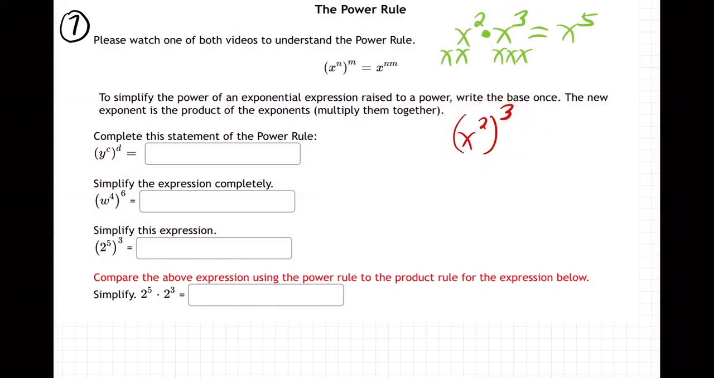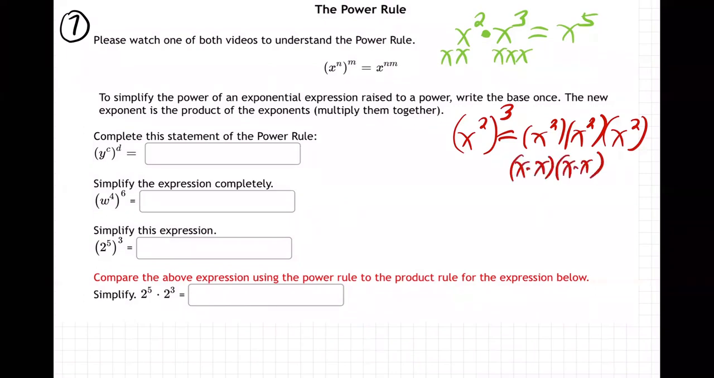Well, let's think about what a little number in the upper right-hand corner means. It means repeat, right? So doesn't this equal x squared, x squared, x squared, because there's three of them, right? You agree? That's what the three means. And then each of these is two x's because it's x squared. And so how many x's do we have altogether? Six of them.